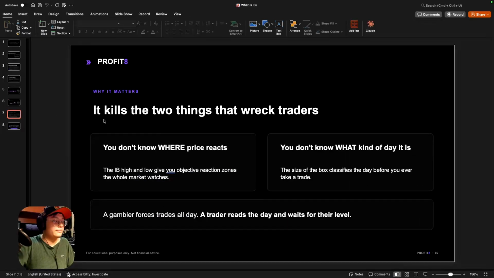So why does it matter? It kills two things that wreck traders. You don't know where the price will react, and you don't know what kind of day it is. So it solves two issues. When you don't know what's going on, you start to become a gambler, so you force trades all day. A trader reads the day and waits for their level, so IB high or IB low, wherever it breaks.